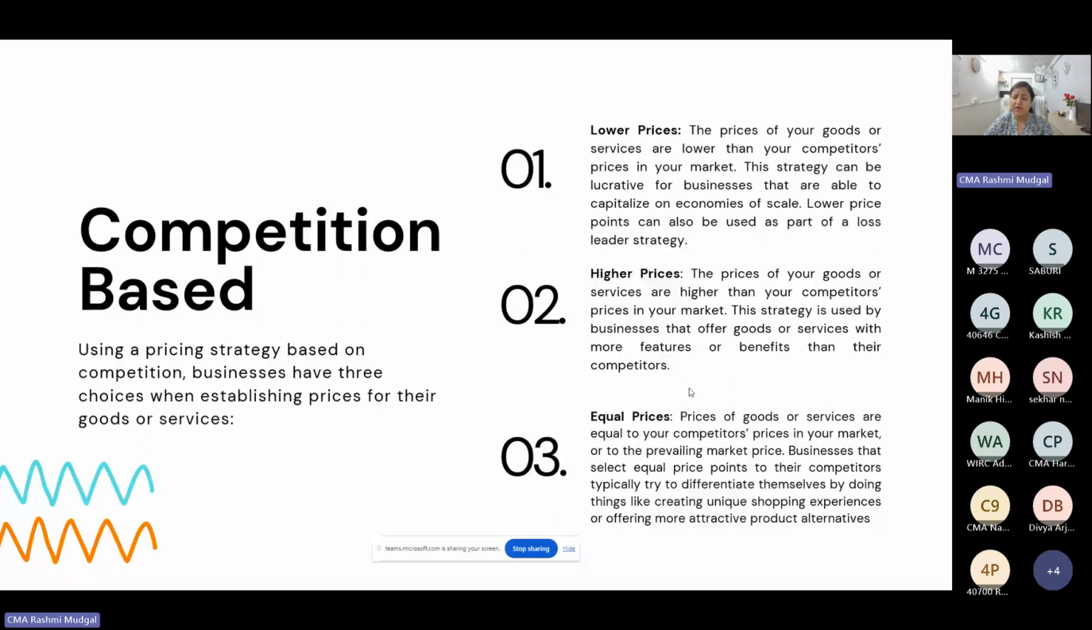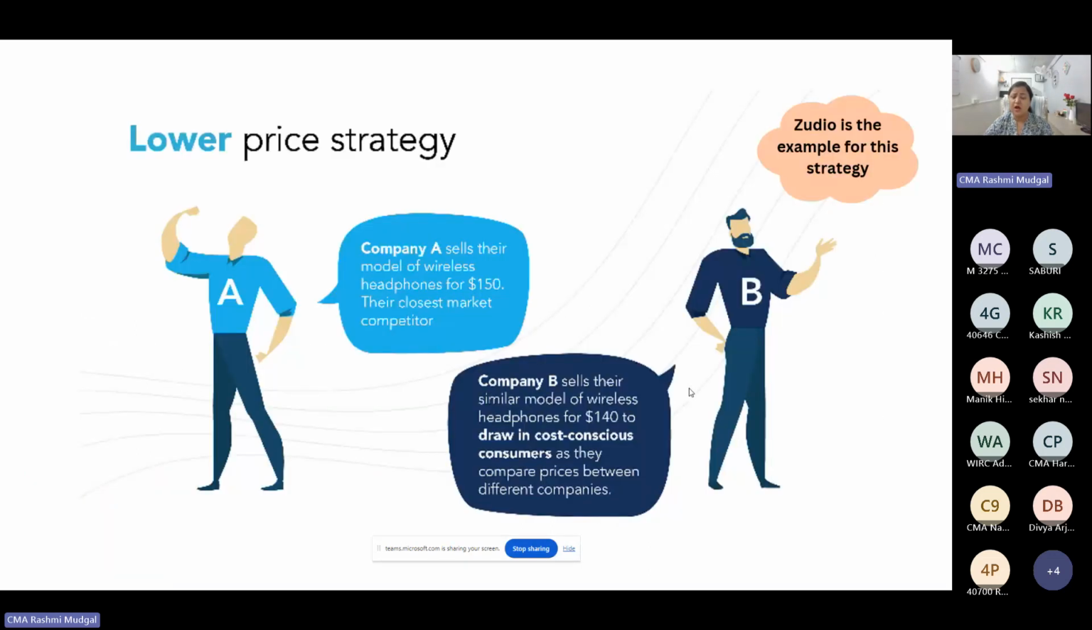In the lower price strategy, we can take an example. Company A sells a model of wireless headphones for $150, the closest market competitor. Then company B sells a similar product of wireless headphones at $140 to draw cost conscious customers. The customer will definitely tend to go for even 5 rupees, 10 rupees; here there is a gap of $10. So the customer will definitely move to the cheaper option as they compare prices between different companies.